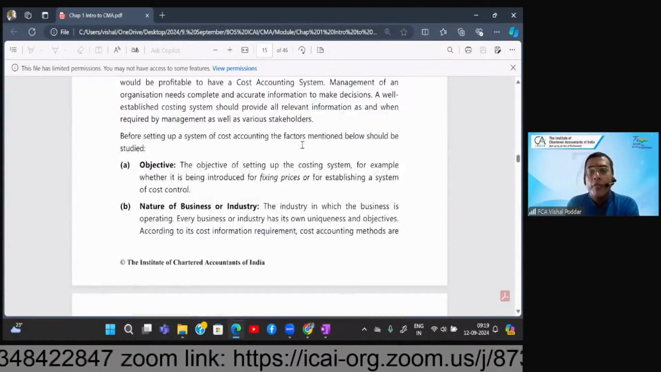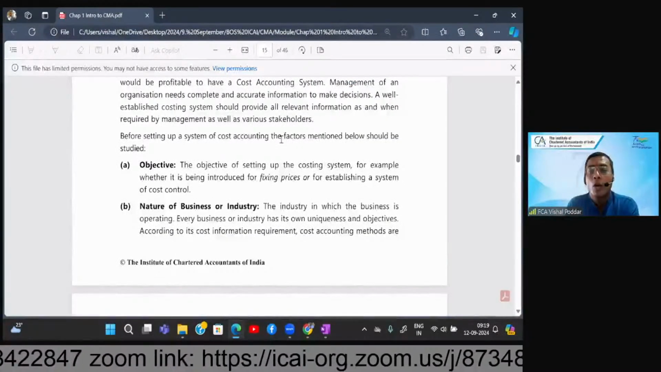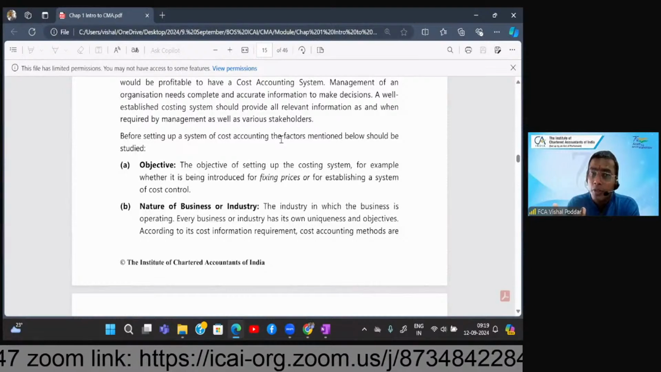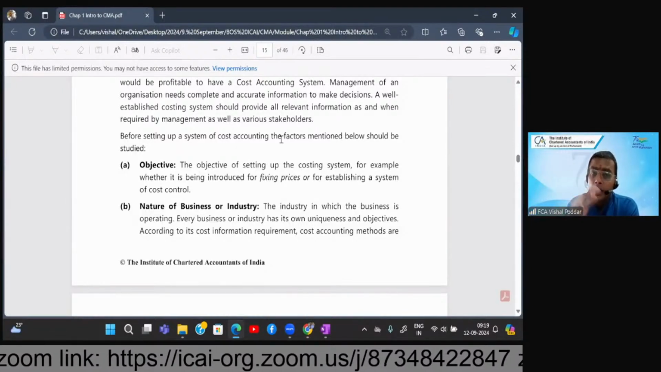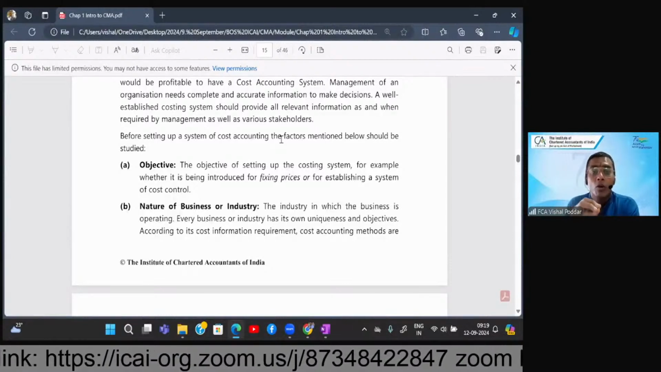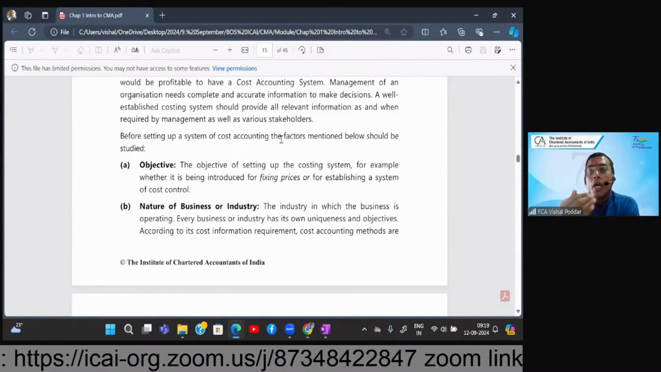Now, what are the factors which I should consider before I implement this new costing system? So till date, I was having no costing and cost accounting. Now I want to start. Now in the previous question, I've seen what are the qualities of a good costing system. Now I want to start this costing system.